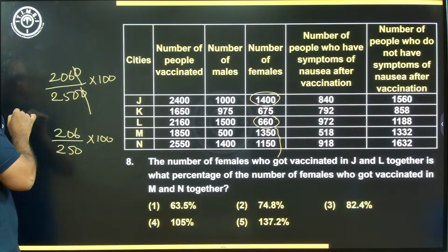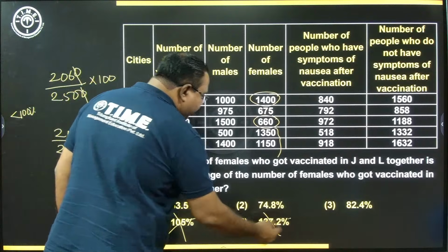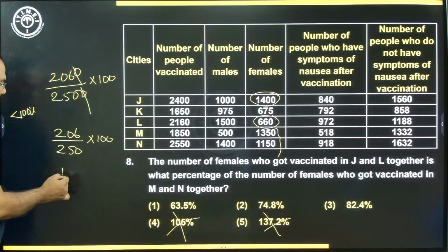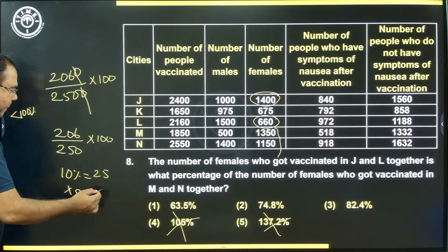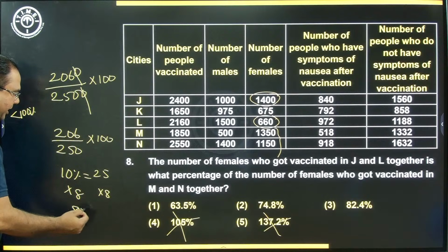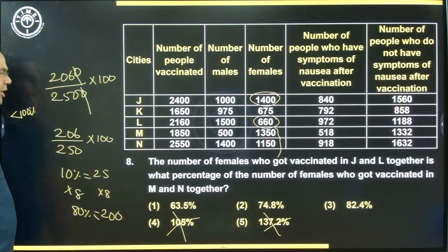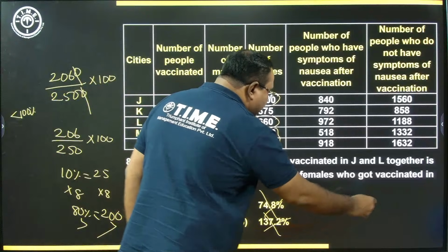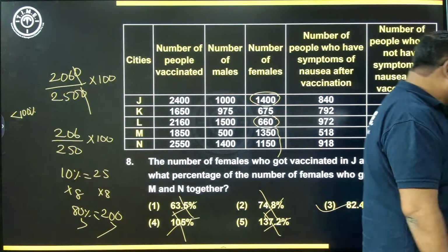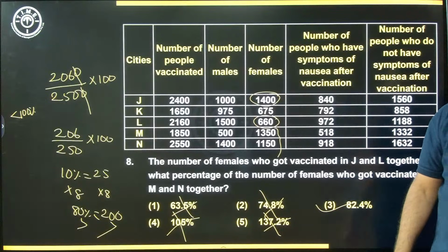Clearly, my answer is less than 100%. So these two options are gone. They are more than 100%. Now, it is 206. How much is 10%? 25. Multiply by 8, that is 80%. If I multiply by 8, it will be 200, because we know 25 into 8 is 200. 206 means it should be more than 200, so my answer should be more than 80%. So more than 80%, there is only one option. Without even calculating, I can mark that option as the answer. Choice 3, correct answer.